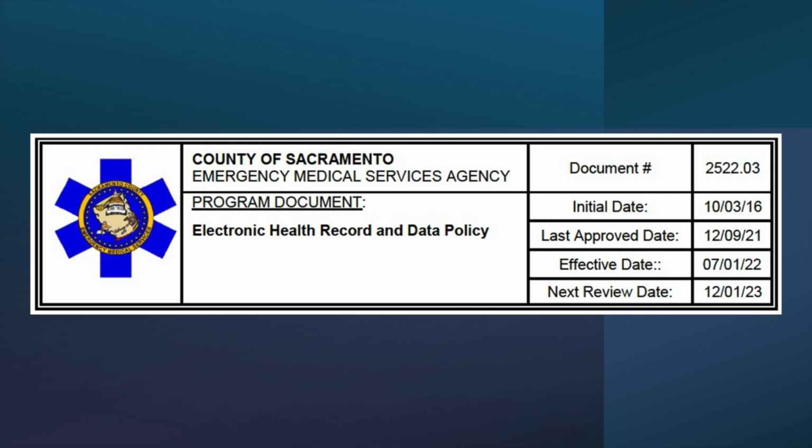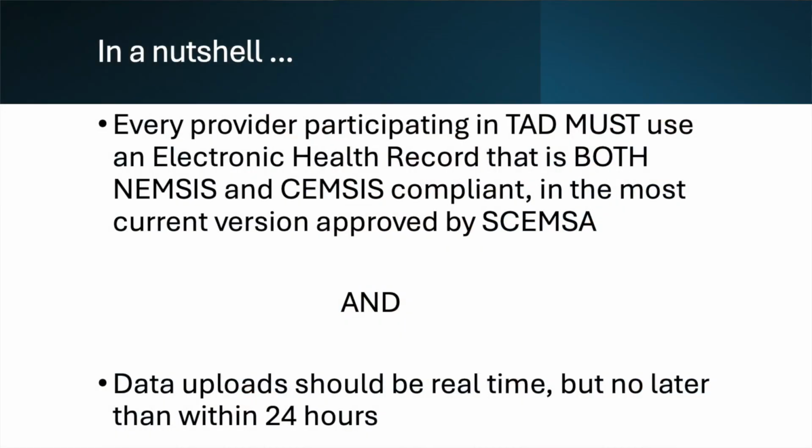All right, electronic health record and data policy. This policy has also been around for a while. Basically, in a nutshell, every provider participating in TAD must use an electronic health record that is both NEMSIS and CHEMSIS compliant. We already do that. This isn't something you have to worry about. This is something that your employer is already taking care of. And that data upload needs to be as close to real time as possible, but no longer than 24 hours.